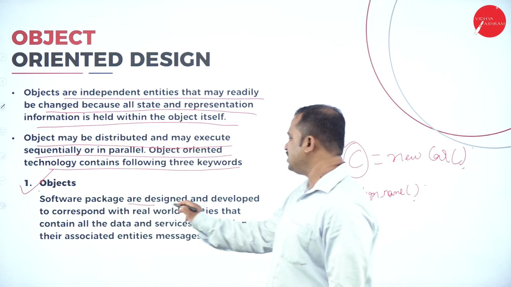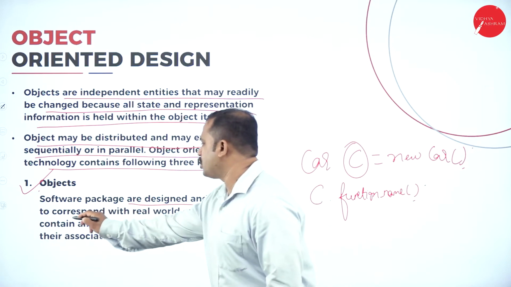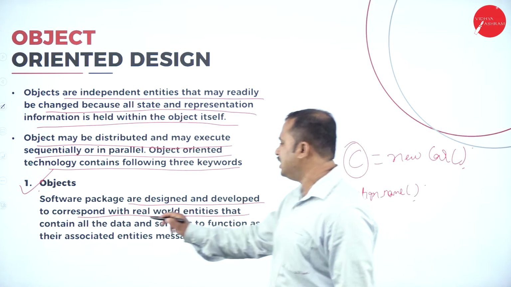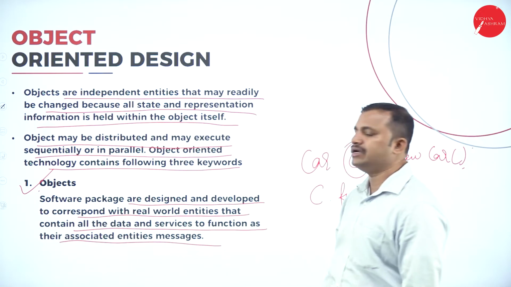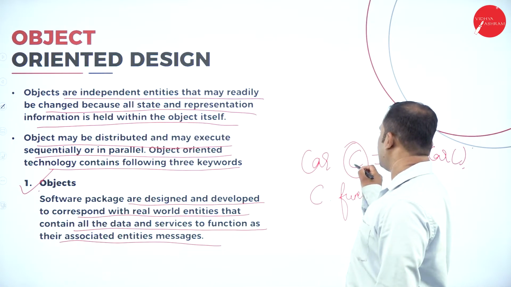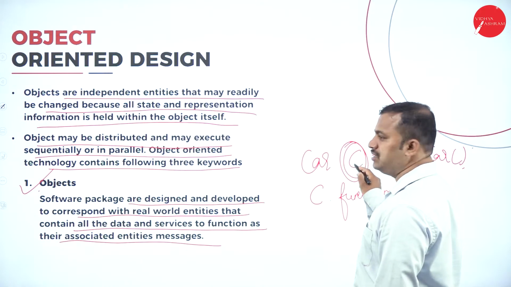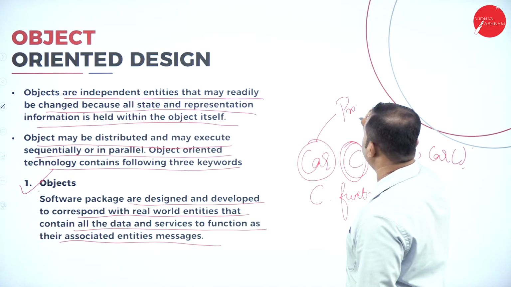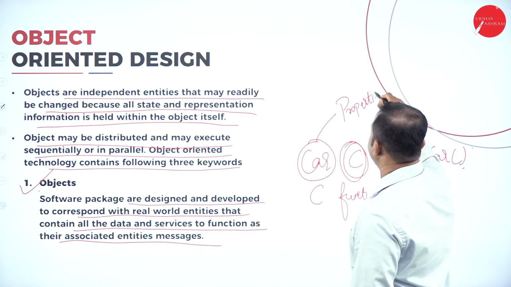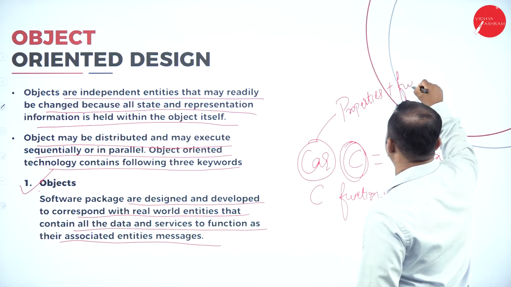So software packages are designed and developed to correspond with real-world entities that contain all the data and services to function as their associated entity. That means car is an object here, car C, where C is a class which contains both attributes or properties, plus functions.